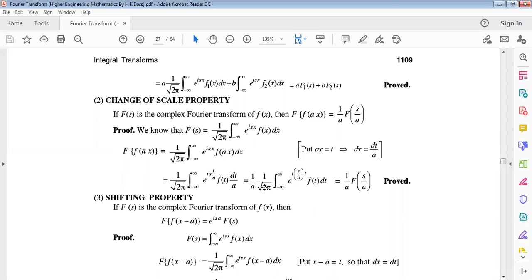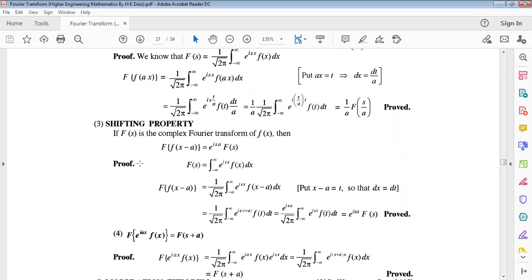This is why we get 1 by a times 1 by root over 2 pi, integral from minus infinity to plus infinity of e to the power i (s by a) t f(t) dt. That means the main variable is t and s by a is the parameter. This whole integration indicates the Fourier transform at s by a. Inside the bracket, this is the Fourier transform of f. This is why we get 1 by a F(s by a). This is the proof of the change of scale property.